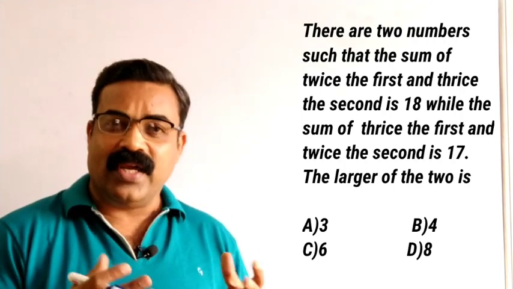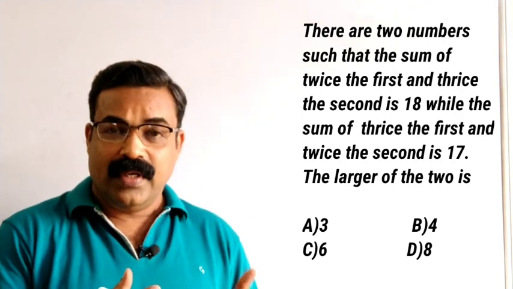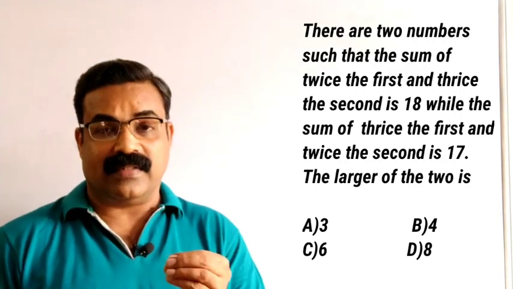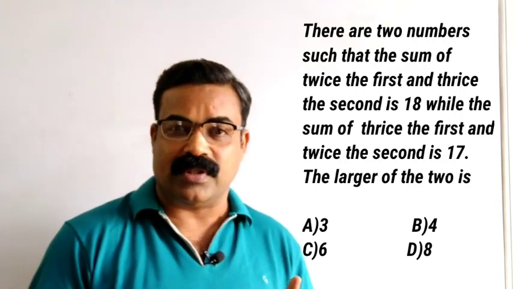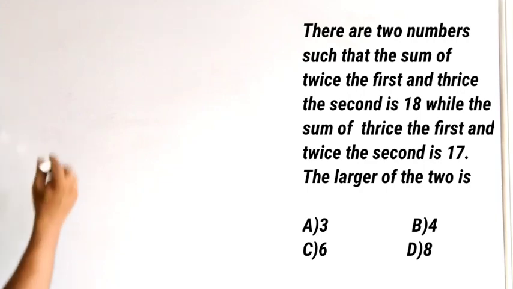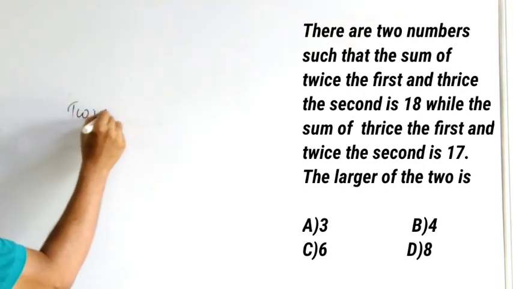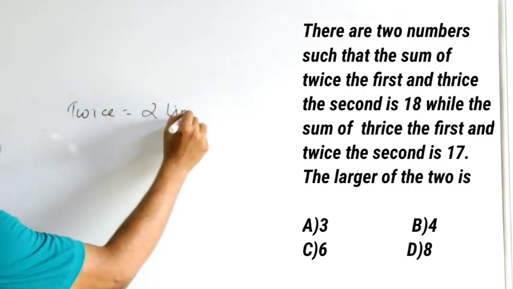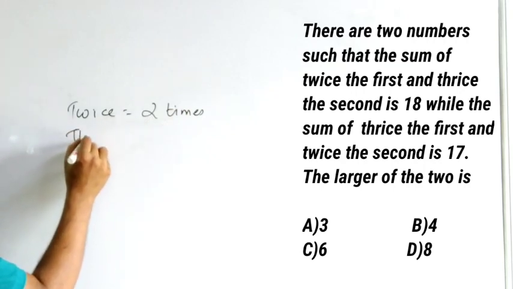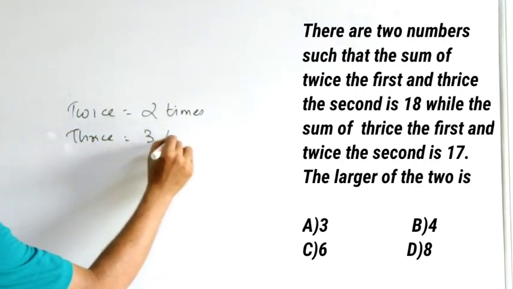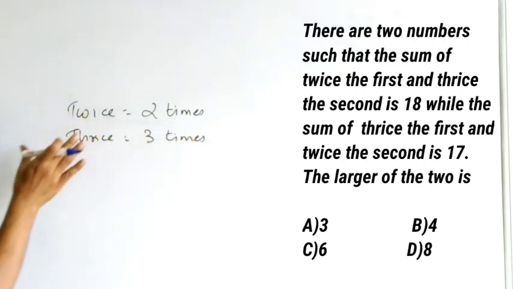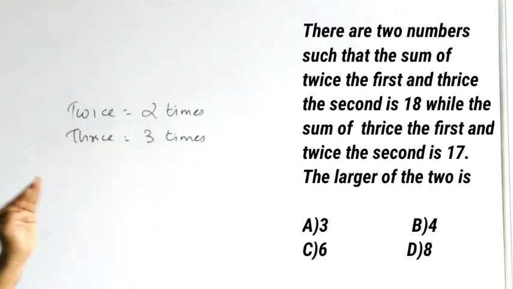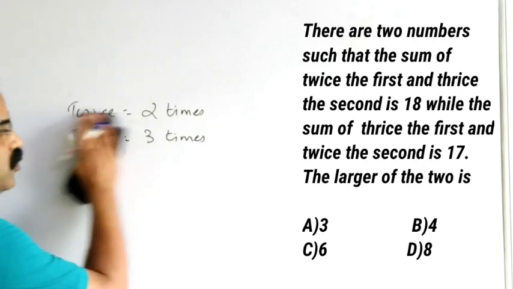Again, let us take the numbers x and y. Here are two words, twice and thrice. These are common words in competitive exam questions. Let us understand what they are. Twice means 2 times and thrice means 3 times. So twice, thrice, all these are common words.